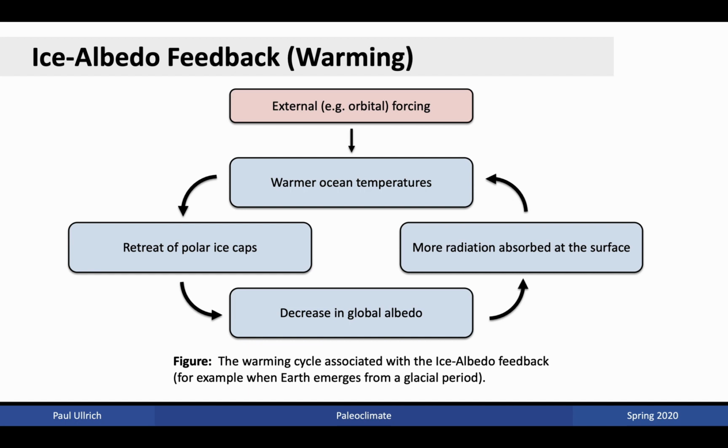The retreat of the ice caps then decreases the global albedo, leading to more radiation absorbed at the surface, which leads to warmer ocean temperatures. Like all the positive feedback loops that we've discussed previously, this can also be run in advance. Namely, slightly colder ocean temperatures can lead to an expansion of polar ice caps, which can increase global albedo, which can then lead to less radiation absorbed at the surface, further decreasing temperatures. By using this feedback mechanism, the Earth's system then can switch between glaciated and non-glaciated states.